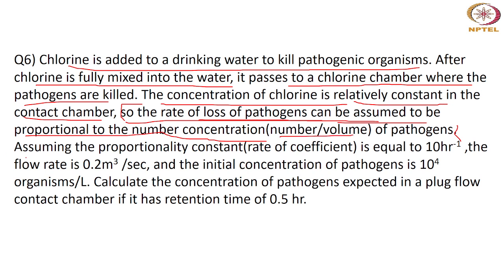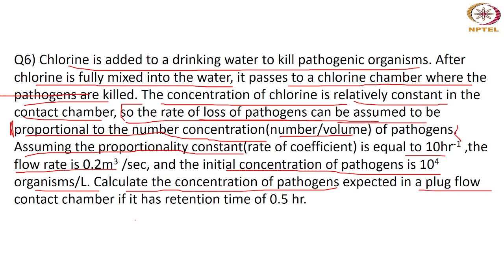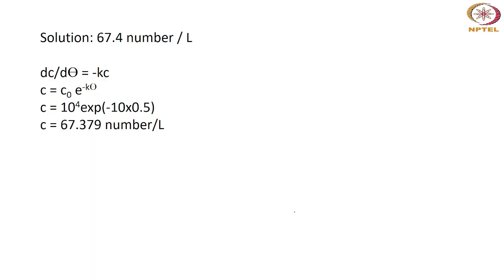Assume the proportionality constant is equal to 10 per hour, right? So this is the proportionality constant for this statement. Then the flow rate is 0.2 meter cube per second. The initial concentration of pathogen is 10 to the power 4 organisms per liter. You have to calculate the concentration of pathogens expected in the plug flow contact chamber, and the retention time is 0.5 hour. So all those data were given, right?